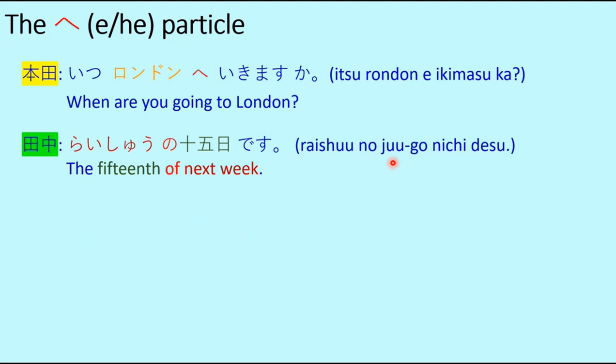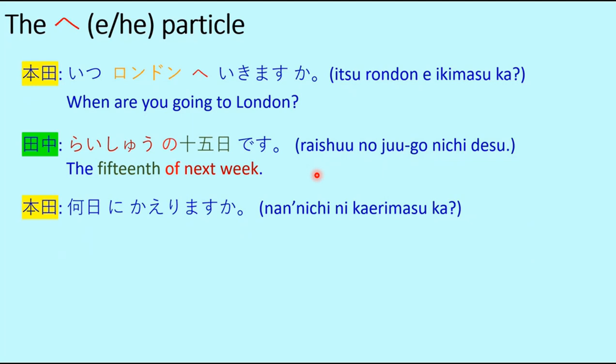Oh, sorry, next week. Sorry. So raigetsu is next month. Raishu is next week. So raishu no jugo nichi means the 15th of next week. It's not really the 15th of next week, since we have only 7 days a week, so it doesn't make much sense. But the meaning is that it's next week and the date is the 15th.